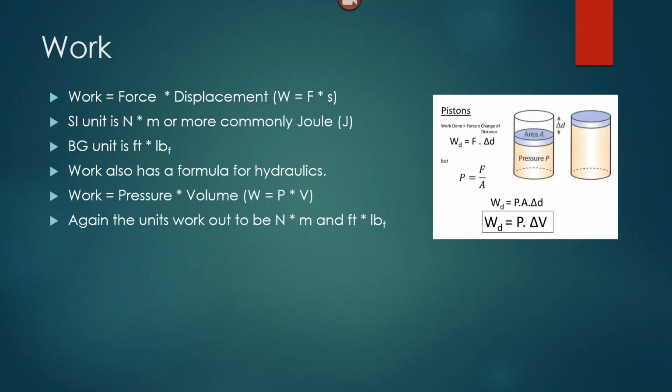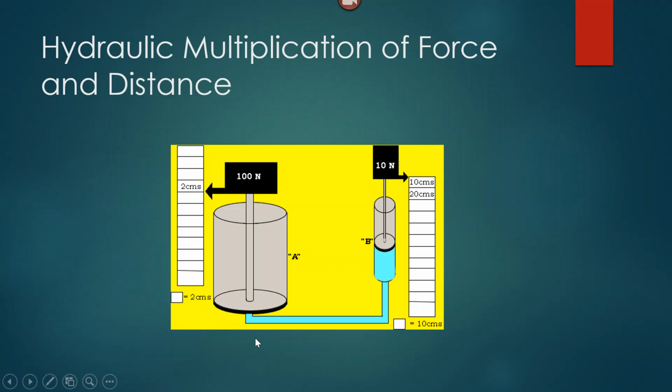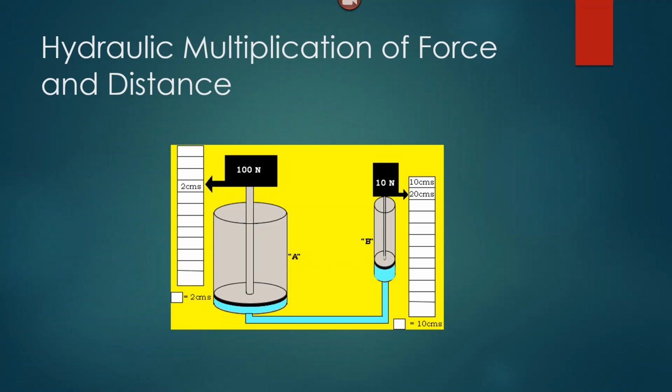So this is related to our idea of work as well. Work is force times displacement. So if, for example, we have some cylinder that moves some distance, and the second cylinder moves a shorter distance, then if the work is the same, the second cylinder is going to have a larger force. So there's an implication of that as well. This relates back to our hydraulic multiplication of force.